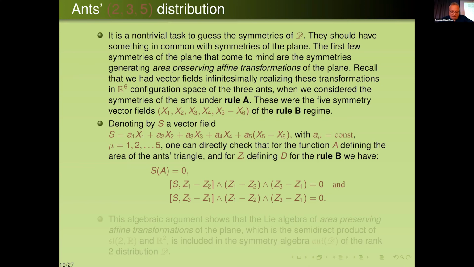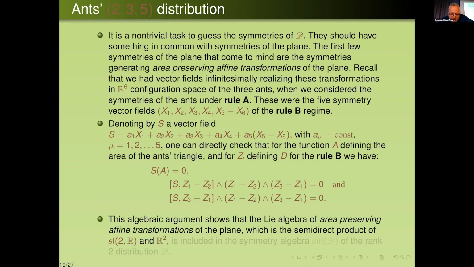This five-dimensional algebra written here is area preserving. So it is SL2R, a semi-direct product of SL2R with R2. So it is SL2R acting in the two-dimensional representation on R2. Right? You can see that immediately, even in Cartesian coordinates.